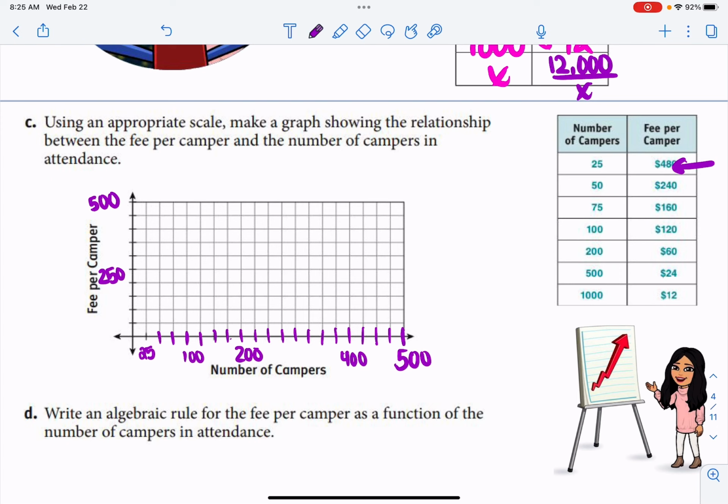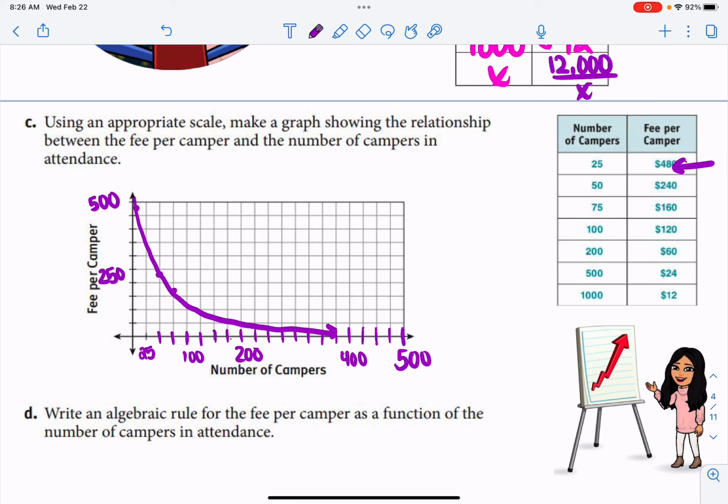So it would be 12 campers at 480. 50 would be here, that would be 240, right around here, and you can just generally draw it in. 75 would be 160, right around here, and so on and so forth. If you get a graph that kind of looks slightly like that, makes sense?